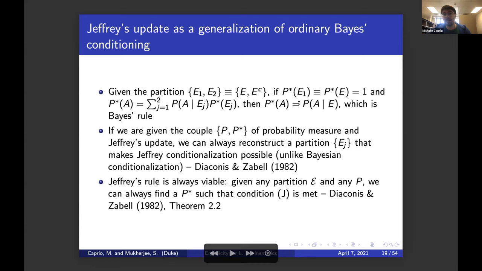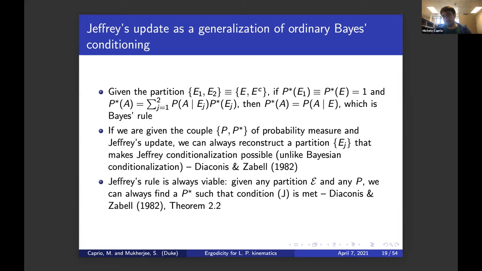Also, Jeffrey's update has two important properties, one of which is an advantage with respect to Bayes. The first one is that if we're given a couple of prior and posterior, we can always reconstruct a partition that makes Jeffrey's conditionalization possible. This is unlike Bayesian conditionalization, and was proven by Diaconis and Zabell. Also, Jeffrey's rule is always viable. That is, given any partition E and any prior P, we can always find a posterior P star such that Jeffrey's condition is met. So to this extent, Jeffrey's condition is not that restrictive of an assumption. Again, this was proven by Diaconis and Zabell.